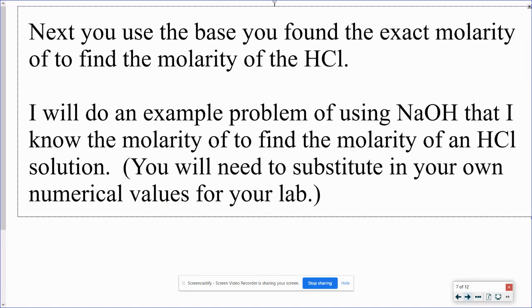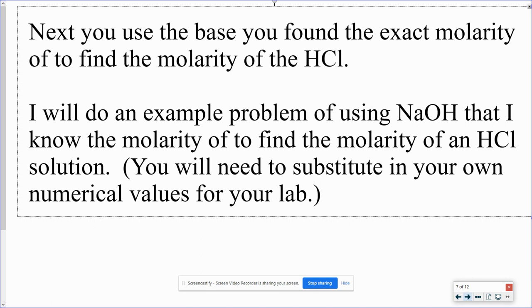Now, once you know the molarity of your NaOH, and if you did more than one trial, you could average those, unless you knew that one trial was a lot better than the other, then you use the better trial. So you'll have the molarity of your NaOH, and then you'll use that to find the molarity of another solution, an HCl solution that you don't know the concentration of. So I'm going to do an example problem using the NaOH to find the molarity of the HCl.